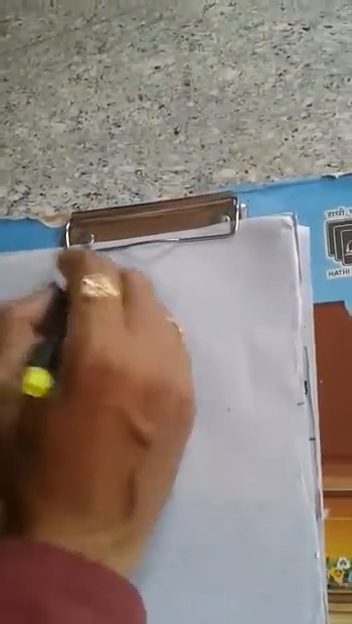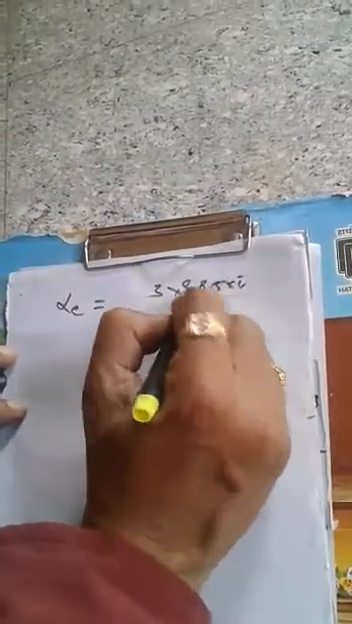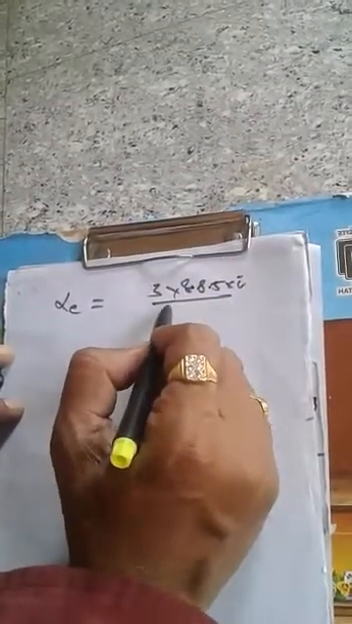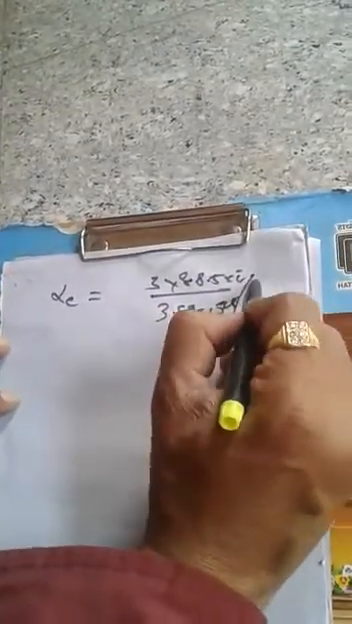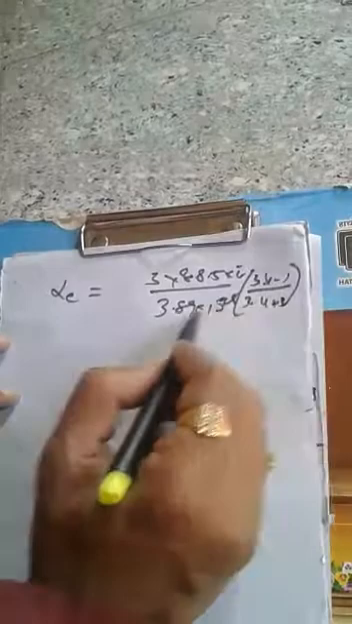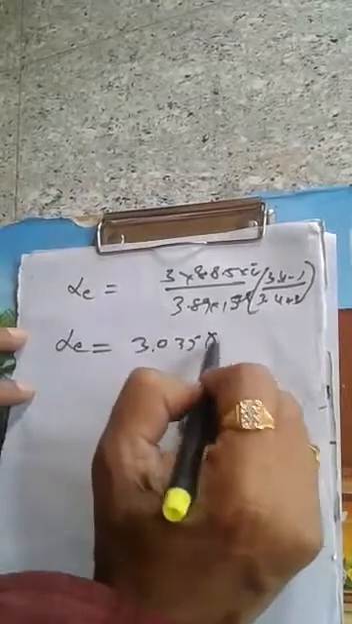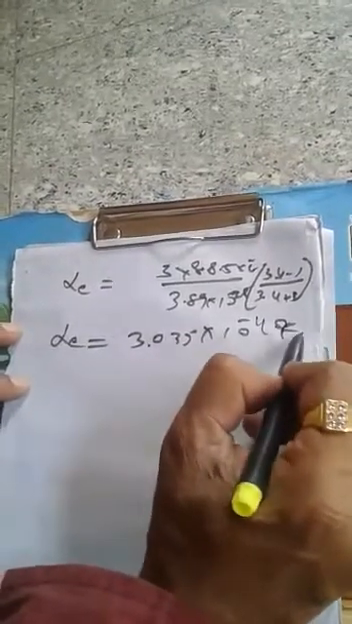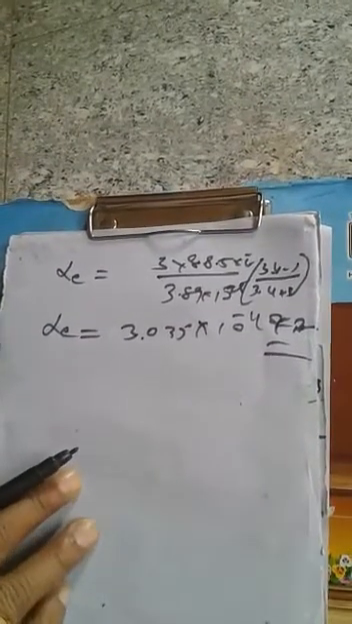Therefore, now substitute into the equation for electronic polarizability: αe = 3ε0 (εr − 1) / (N (εr + 2)), with ε0 = 8.85 × 10^-12, N = 3.89 × 10^28, and εr = 3.4. Simplifying, we get αe = 3.035 × 10^-14 Farad per meter squared. This is the electronic polarizability.